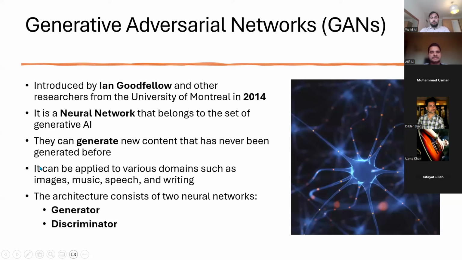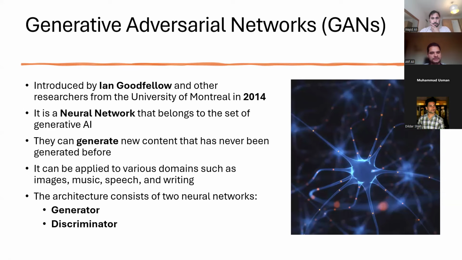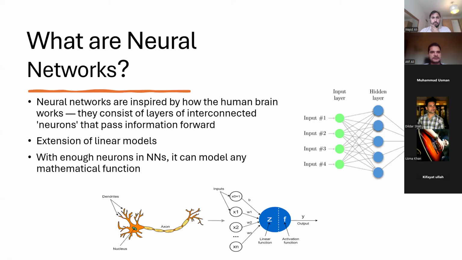As I said, generative models can be applied to various domains such as images, music, speech, and writing. In GANs in particular, it works on two neural networks, a generator and a discriminator. So first, I want to explain what neural networks are. Some of you might have heard of it, but I will give you a quick recap.